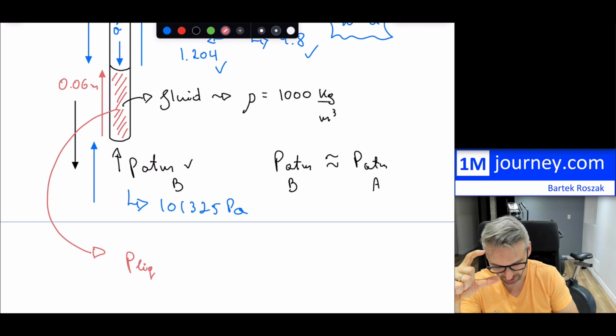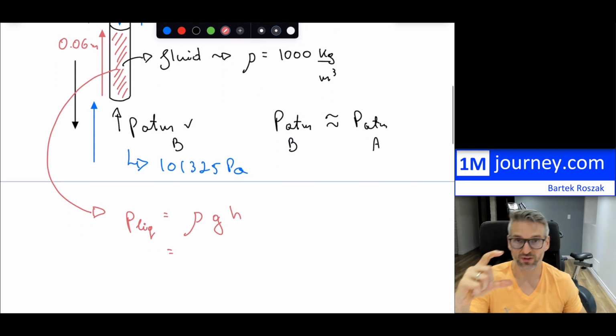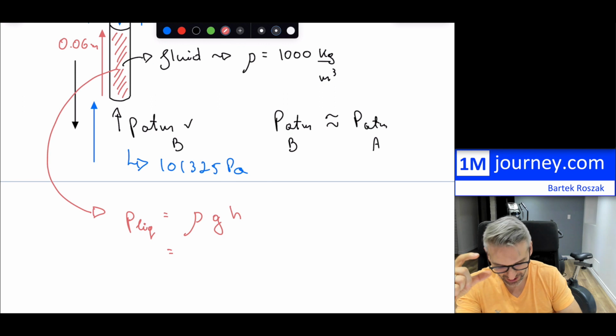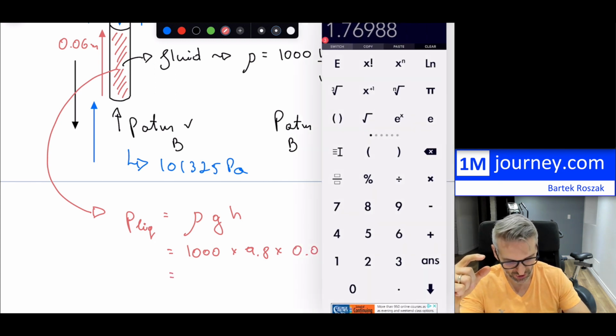So I'm going to put P liquid in here. That's equal to the density times g, again, times the height. Now the density in this case, that liquid, it's mostly water. So that's going to be about 1,000, times 9.8, and then times the actual height, let's say 0.06. So again, we can certainly plug this in.